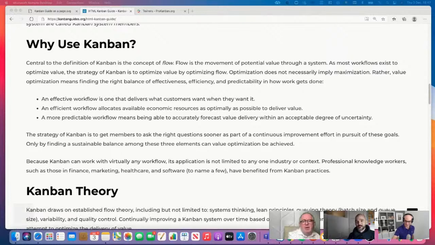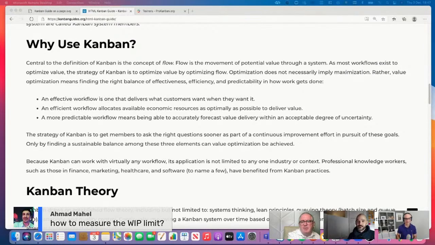Got a question from Ahmad here: how to measure the WIP limit? So Andy, what approaches have you used to figure out what WIP limit to use? The strategy, or just actually how to? Well, I guess that was my kind of question with this, is it the strategy, or the how-to, right? I mean, there are multiple strategies for dealing with WIP. For me, it actually almost falls into the it depends, and I think this is where it comes back to.